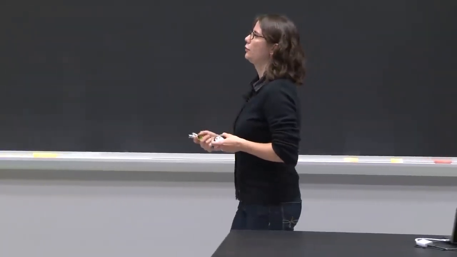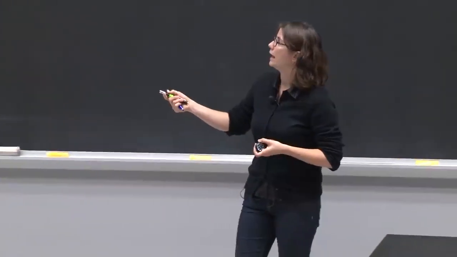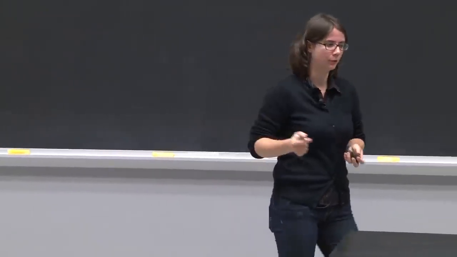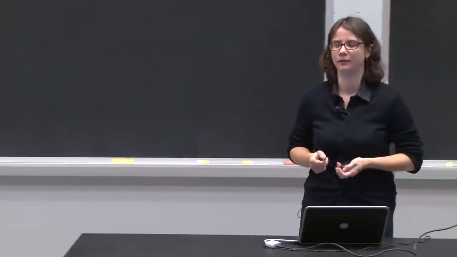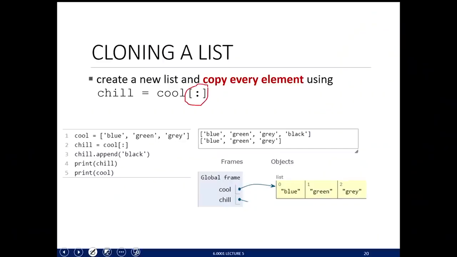If you want to create an entirely new copy of the list, then you can clone it, which sounds really cool, but really it's just making a copy of the list. You clone it using this little notation here, which is open and close square brackets with a colon. We've sort of seen this notation here, and this tells Python this is 0, and this is length.